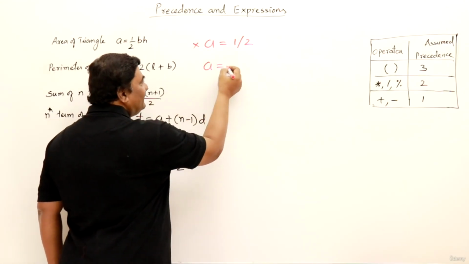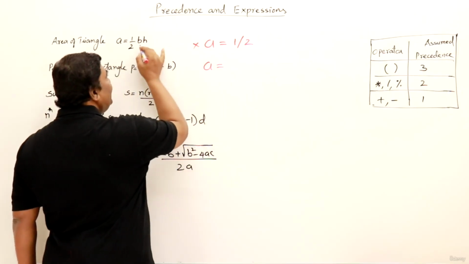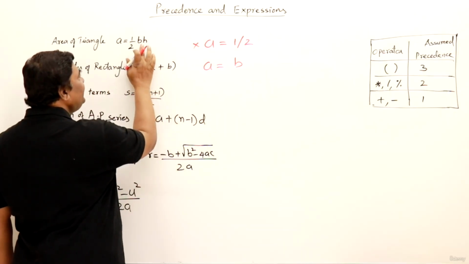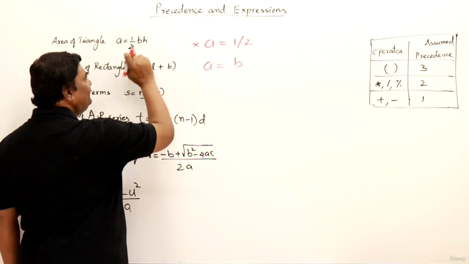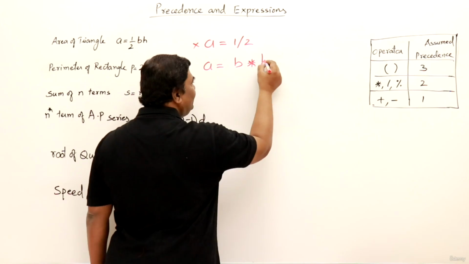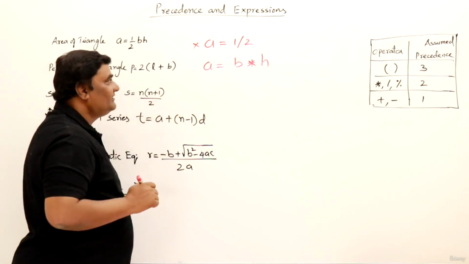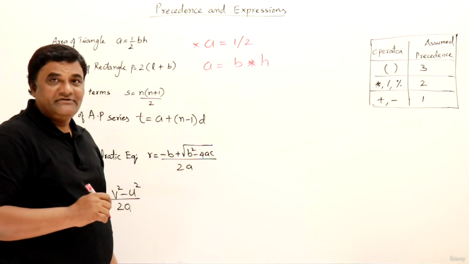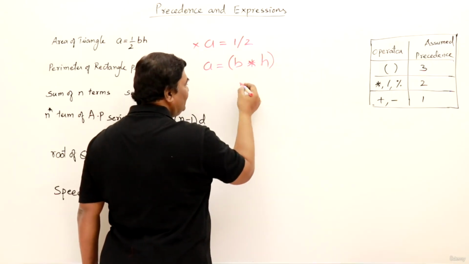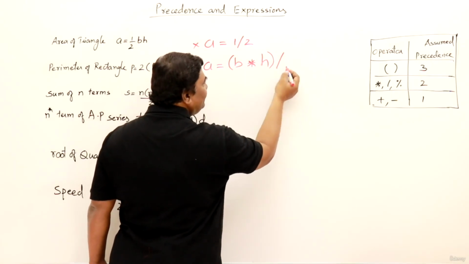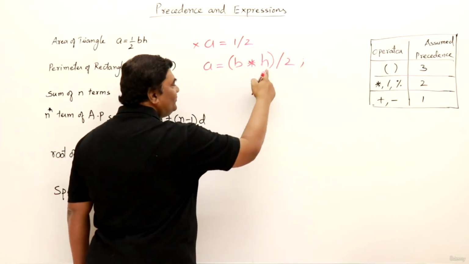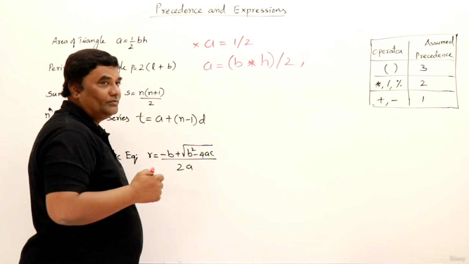Then next, first write base into height. So base into height, where is into? In mathematics we understand that if nothing is there in between, multiplication is there. But in a C++ program you cannot leave it like that. So you have to write down into, that is multiplication. Base into height is written first. Then this thing, if you want, you can enclose in bracket, otherwise no need, because after that division will be done. So this is the perfect formula. Base into height, whole thing divided by 2.